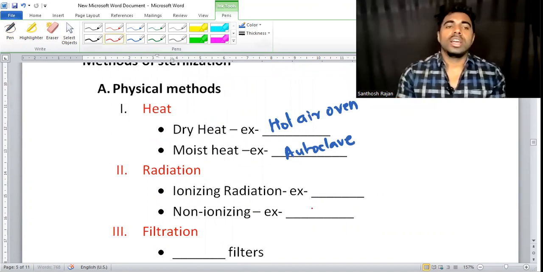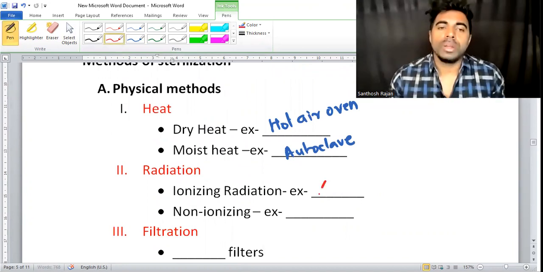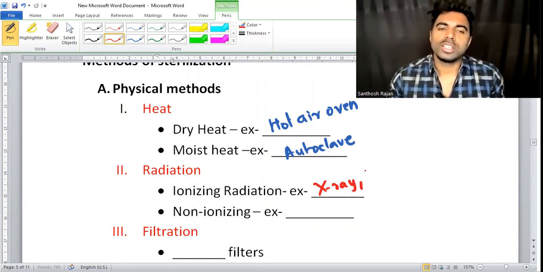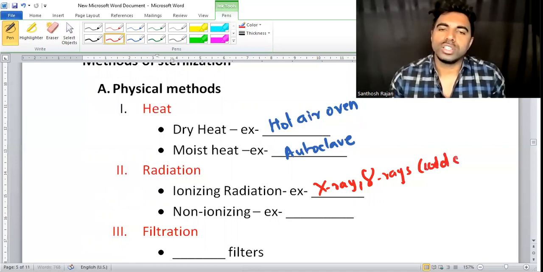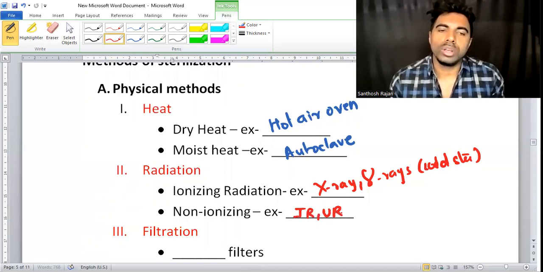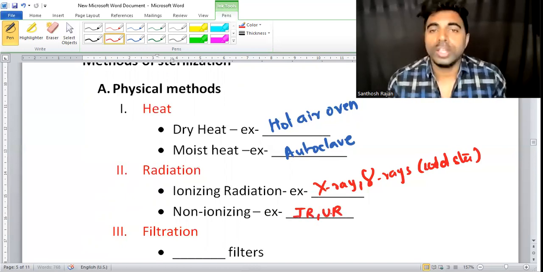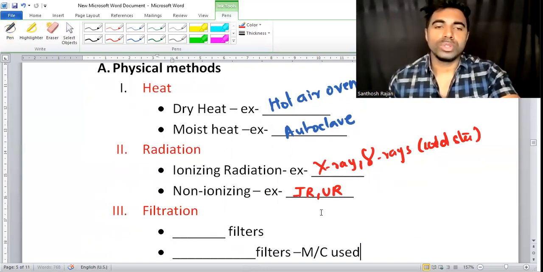Which is ionizing radiation? Commonly X-rays and your gamma rays. X-rays and gamma rays. Gamma rays are also called cold sterilization. We're going to talk about it. Cold sterilization. Okay. And then non-ionizing, it is your infrared rays and the UV rays. UV rays, usually in a biosafety cabinet, we use them to sterilize it.